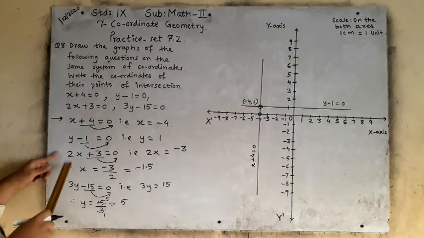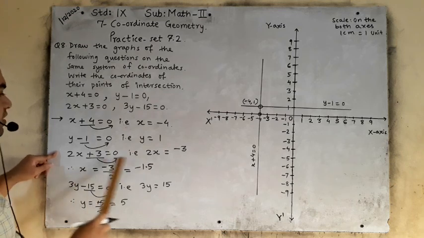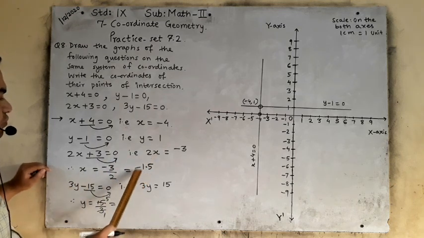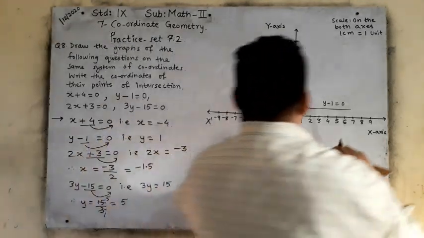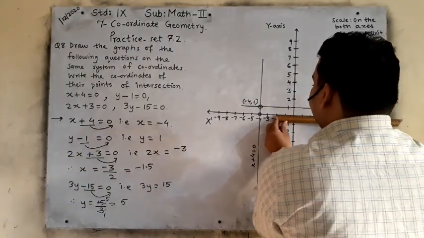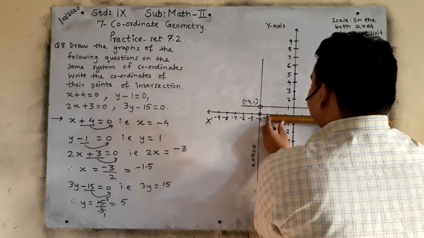Now see the third one, x is equal to minus 1.5. x is equal to minus 1.5. So between these, okay, we will take it here in between this.